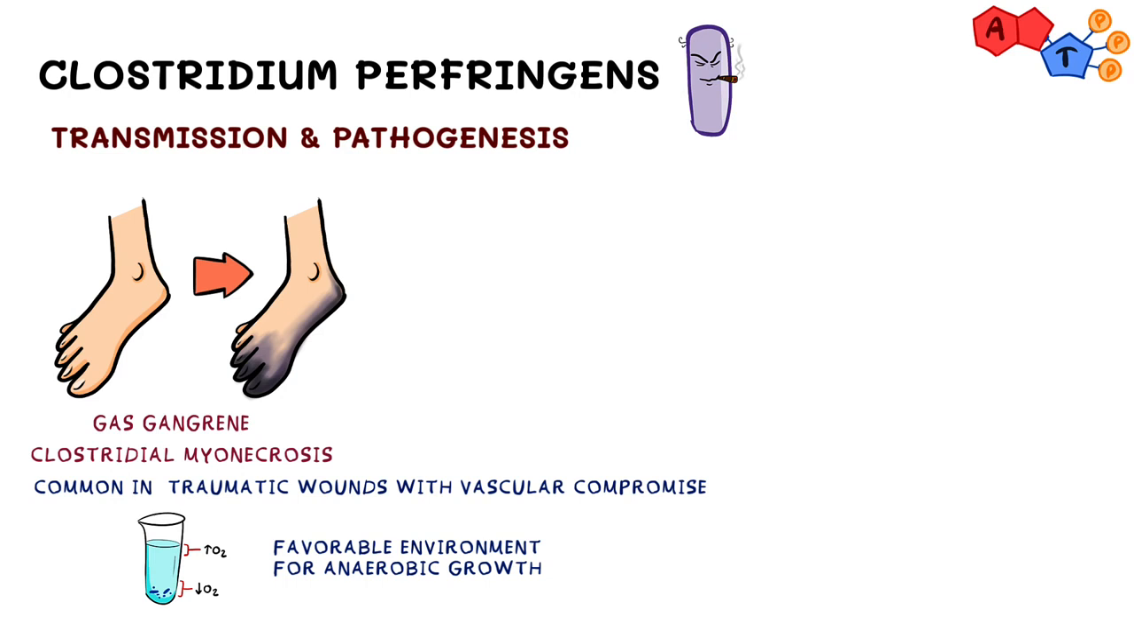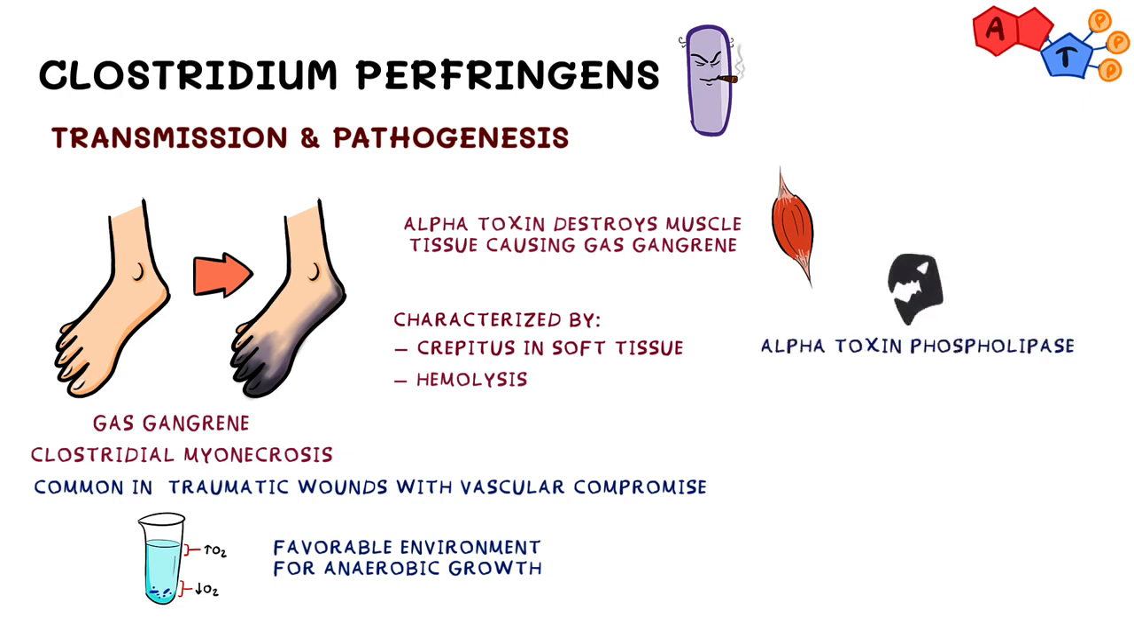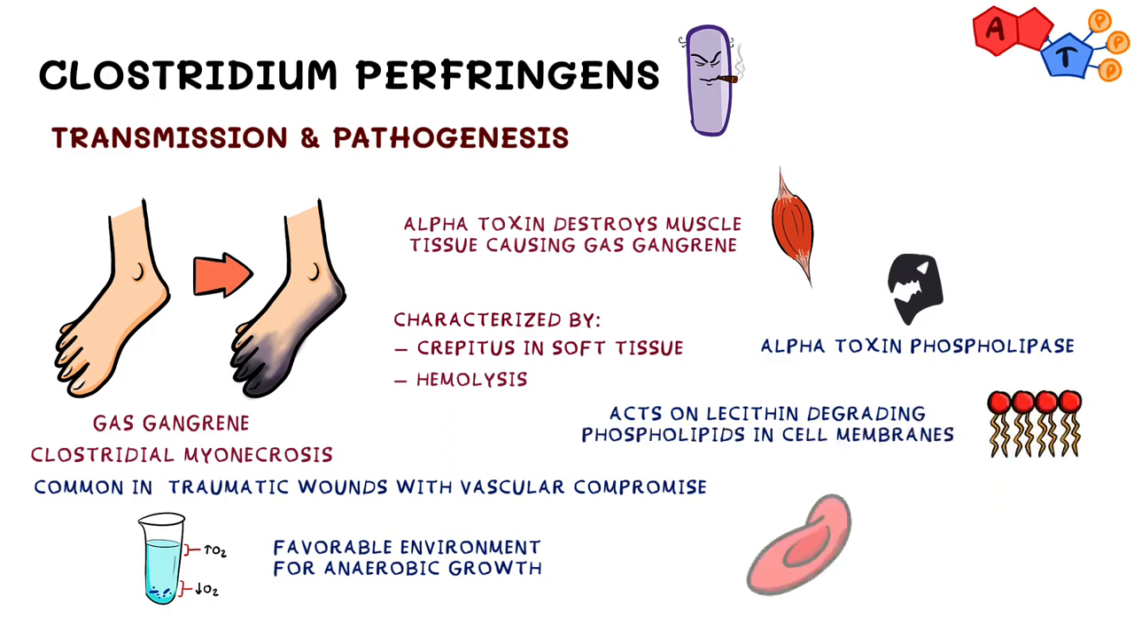Clostridium perfringens produces alpha toxin, which destroys muscle tissue and causes gas gangrene, which is characterized by crepitus in soft tissue, and hemolysis. This is because the toxin is a phospholipase that acts on lecithin, which means it can degrade phospholipids in cell membranes, leading to hemolysis.